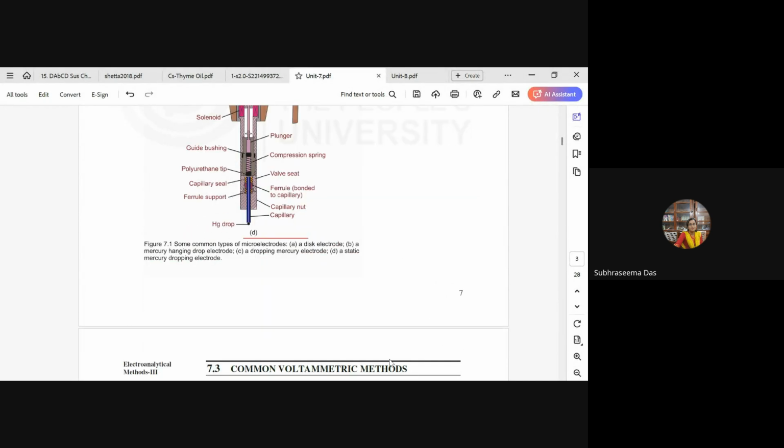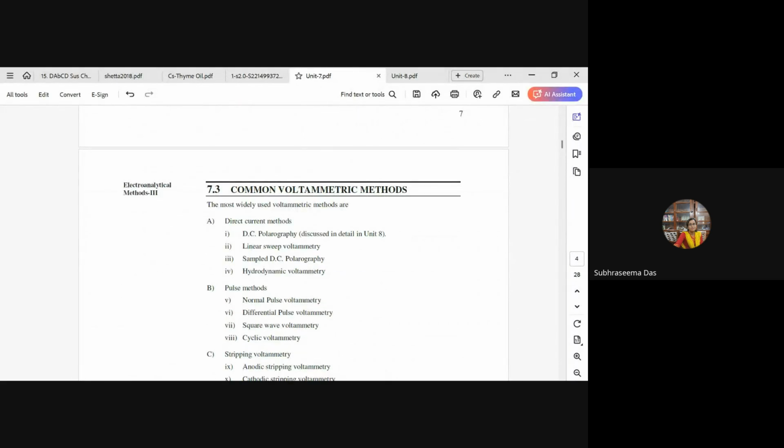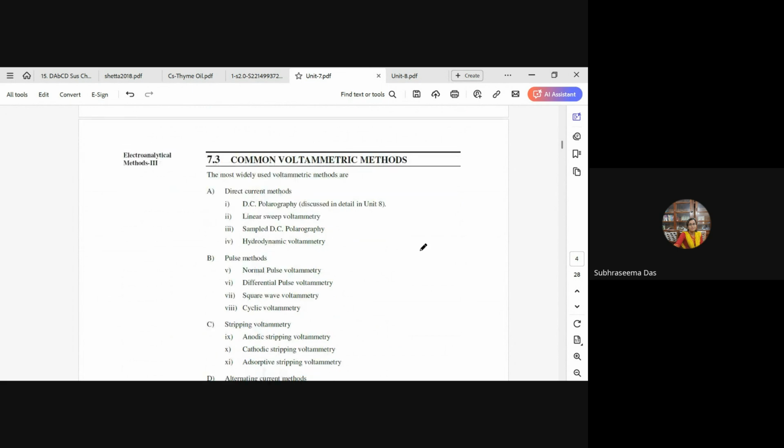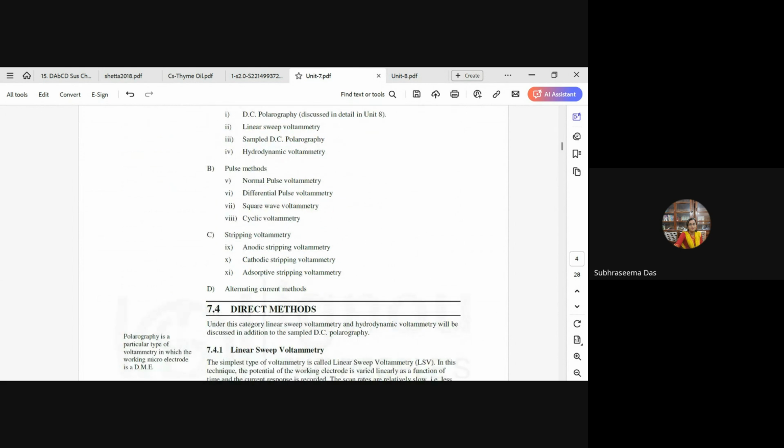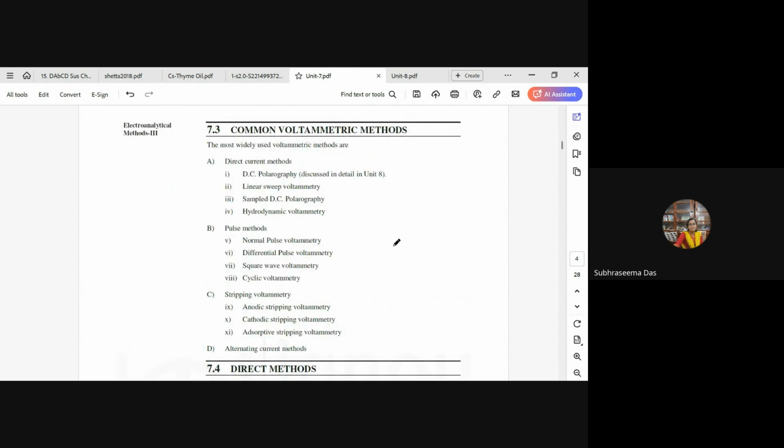Now coming to some common voltammetric methods. There are various voltammetric methods, but some of the common ones are: the first is the direct current methods, second is the pulse methods, third is stripping voltammetry, and fourth is the alternating current methods. In the DC method, there are also four subdivisions. One is DC polarography, second is linear sweep voltammetry, third is sample DC polarography, and the fourth is hydrodynamic voltammetry.